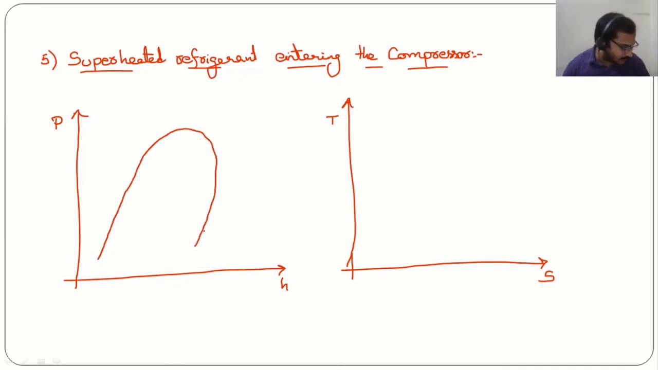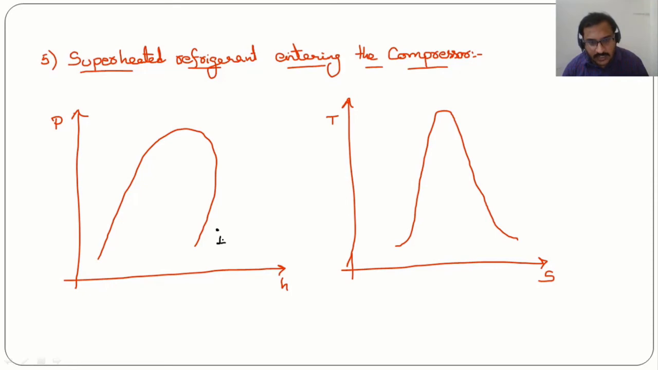So you will get the saturated liquid and saturated vapor lines in the pH and TS diagrams like this. Now superheated refrigerant entering the compressor means position 1 will be outside the vapor dome like this. Position 1 is outside the vapor dome. 1 to 2 is isentropic compression, so you will get a vertical line in the TS diagram like this, whereas in the pH diagram the pressure increases and at the same time enthalpy increases due to compression. Then 2 to 3 is condensation at constant pressure.